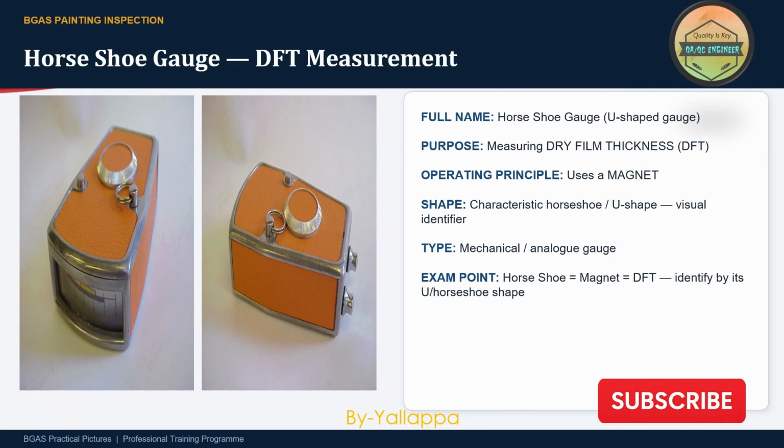This slide shows a horseshoe gauge. The instrument is another non-destructive dry film thickness gauge. Its design allows measurements on cylindrical surfaces and difficult-to-access locations. Although modern electronic gauges are more common today, understanding traditional thickness gauges remains important because they frequently appear in BGAS examinations. Knowledge of these instruments demonstrates a strong understanding of coating inspection fundamentals.